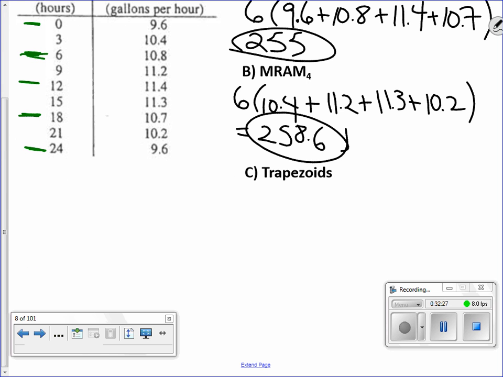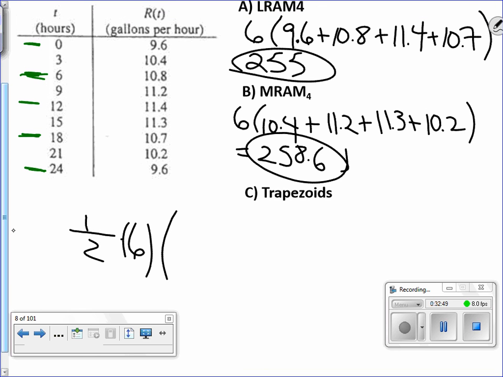Now, for the trapezoids, do these trapezoids have the same height if we're using 4 trapezoids? Yes. So what goes out front? 1/2 times 6. Now, we're allowed to do that, doubling the internal ones, because we pulled out the common height. But we have to only use the ones we need. So what's the first base going to be? 9.6 plus 2 times. You guys are so good.